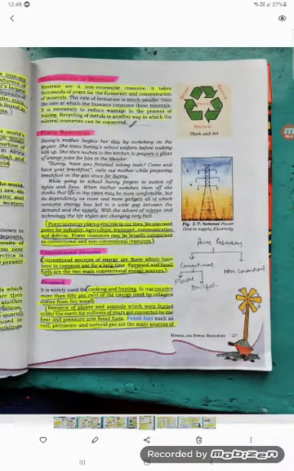And then is conservation of minerals. Minerals are non-renewable resources, so we should use the 3 R's, that is reduce, reuse, and recycle. We should reduce wastage in the process of mining. We should recycle many of the things, many of the metals.